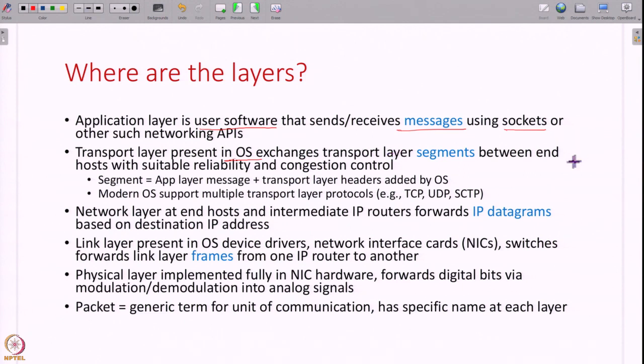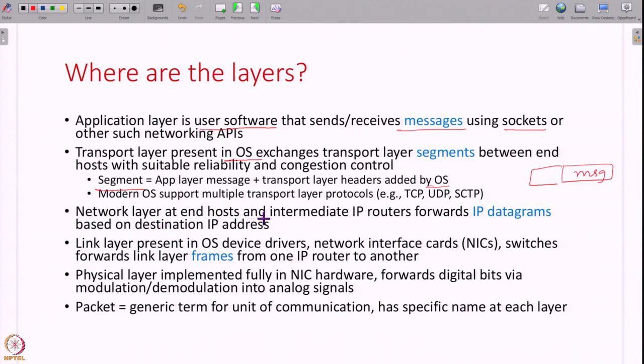The transport layer will take the message sent by the application layer, add its own headers to it, and this is called a segment. The transport layer makes a segment, all of this is done by the operating system, and then these segments are sent out on the network. Modern operating systems support many transport layer protocols, and all of this transport layer logic is implemented inside the OS when you read and write into sockets.